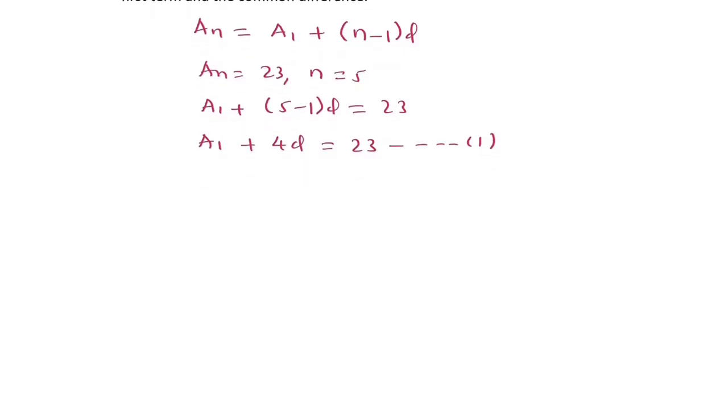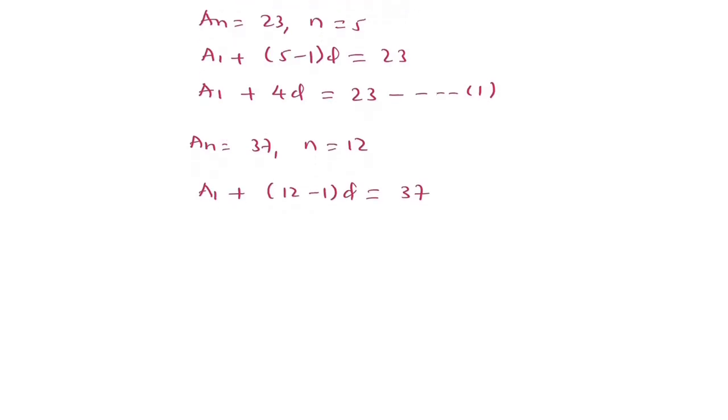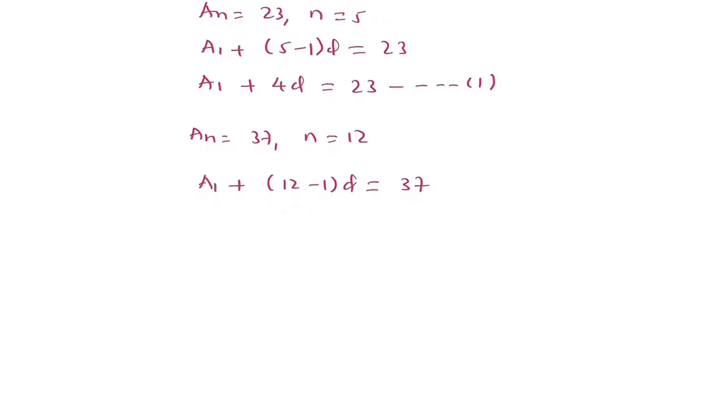For the 12th term, let us substitute an with 37 and n with 12. We are going to have a1 plus, in brackets, 12 minus 1 times d equals 37. Now let us simplify this. We are going to have a1 plus 11d equals 37, and we are going to call this equation number 2.